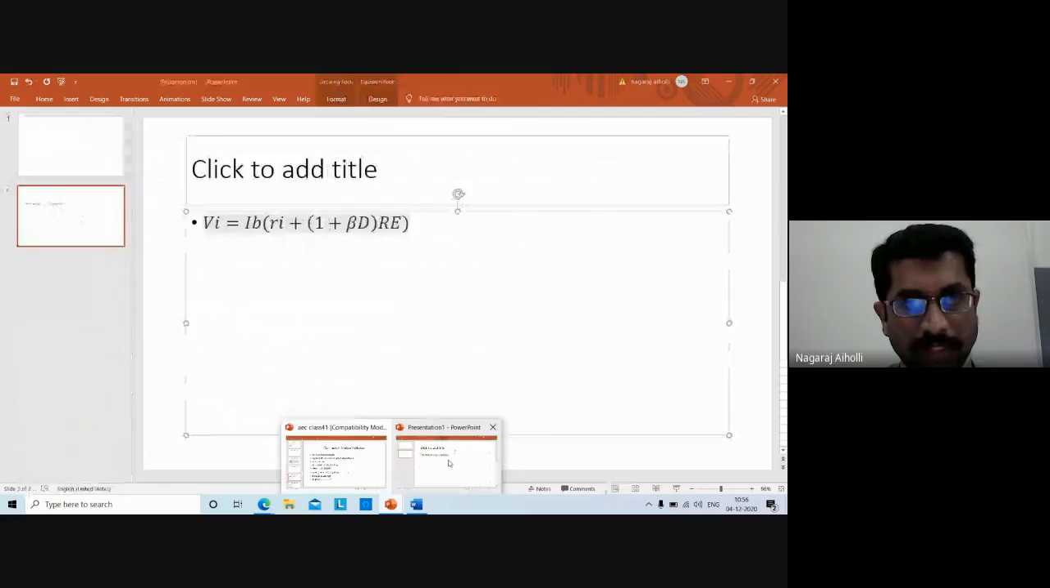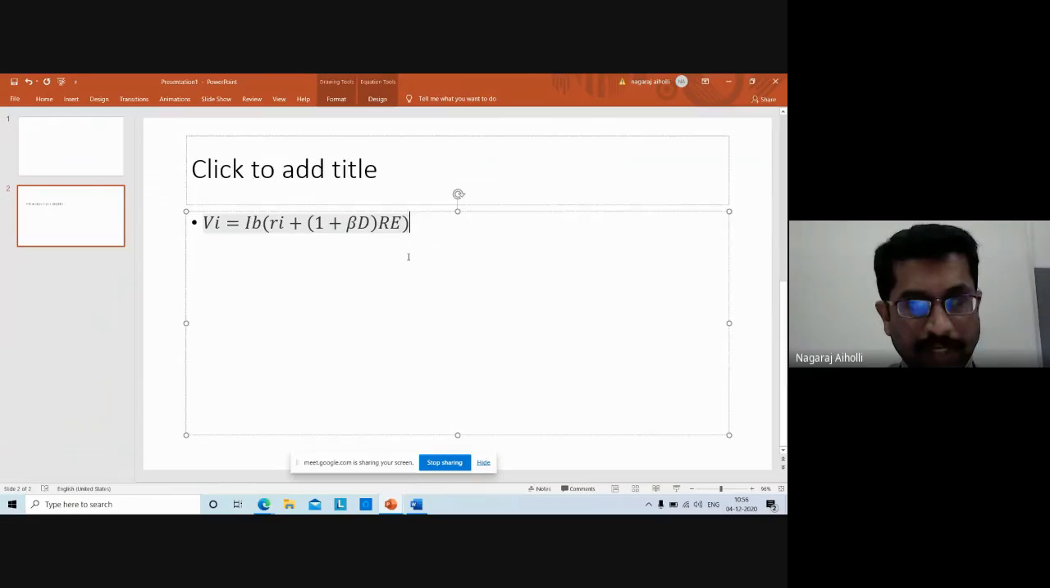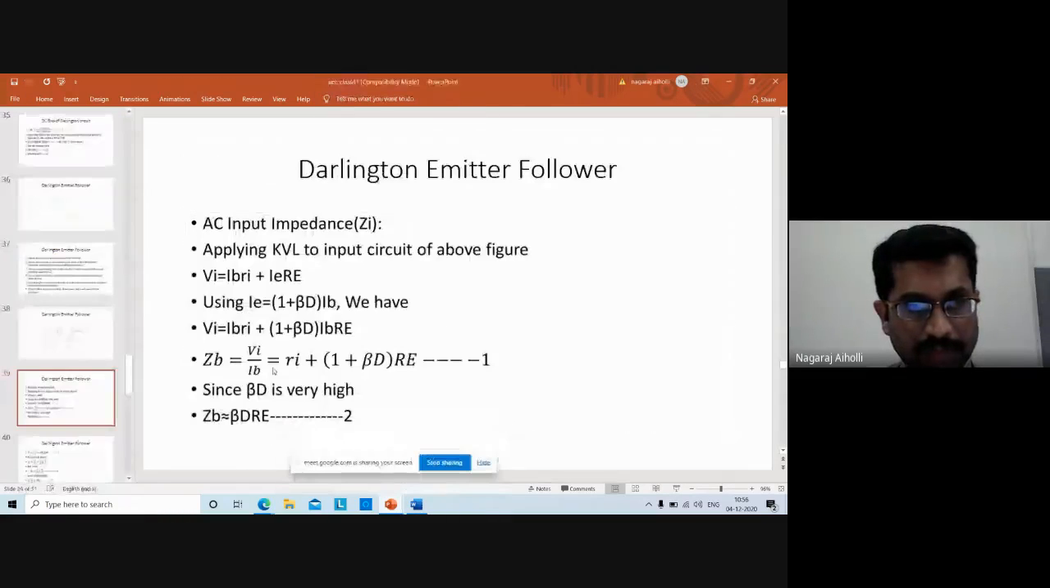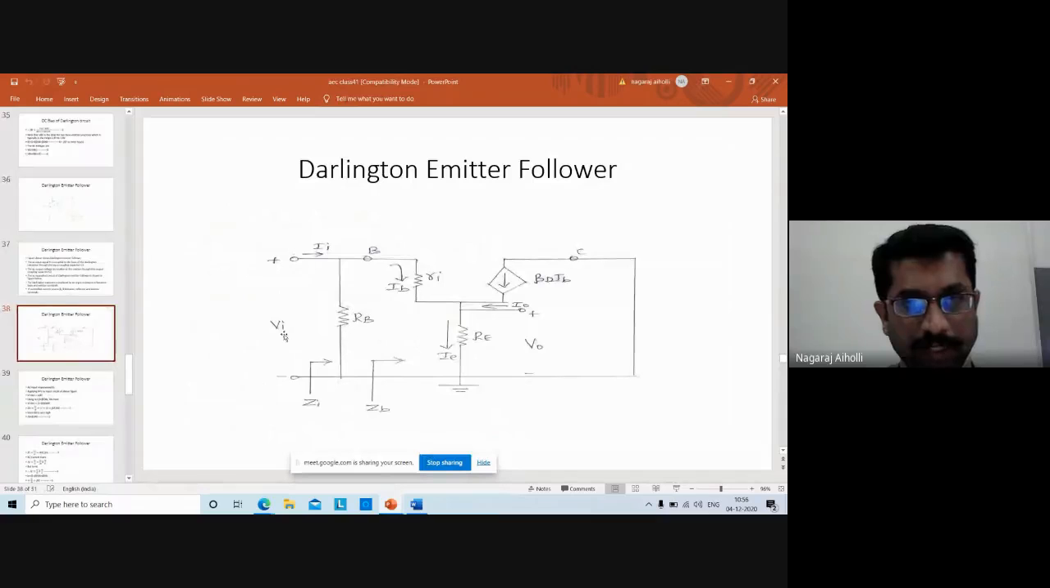That means now we will write the equation for Vi by Ib. What is Vi by Ib? Let us look into the circuit. Vi by Ib is Zb, input voltage divided by base current. That gives the base impedance, the impedance between base terminal to ground. Vi is the voltage across, divided by the base current. That will give the value of Zb, between base terminal to ground.